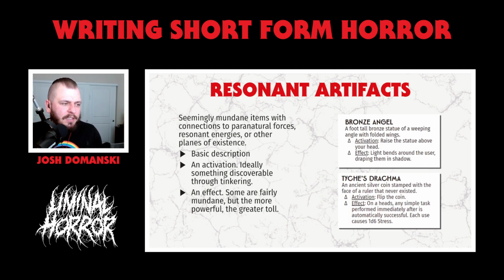Now, the other one, the drachma, the way I've written this is it's an ancient silver coin stamped with the face of a ruler that never existed. So this coin is from somewhere else. Where that is, maybe make an adventure about it. I don't know. Or it could just be some strange otherworldly coin or some custom thing. But the idea is that there's a mystery. We don't know who this ruler is, but they never existed as far as any historical record has on Earth.